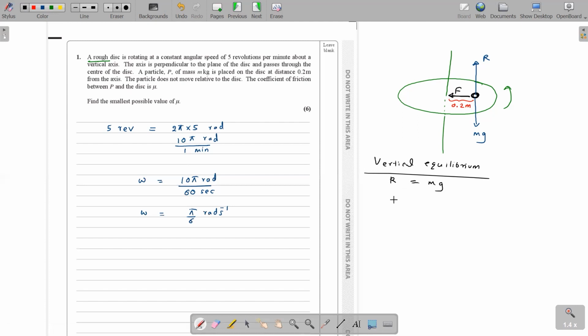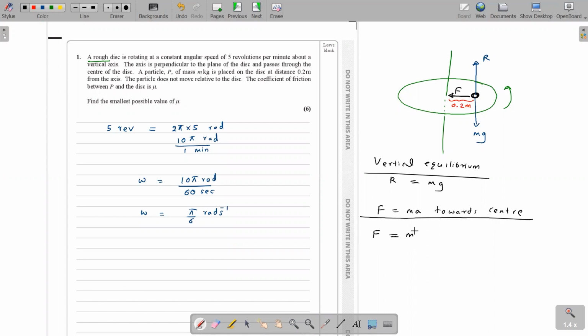Then let's write the next equation. The next equation we have is F equals ma towards the center, right? Apply F equals ma towards the center now. What are the forces we have towards the center? The friction. So the force we have towards the center is the friction. So friction equals mass m times acceleration.